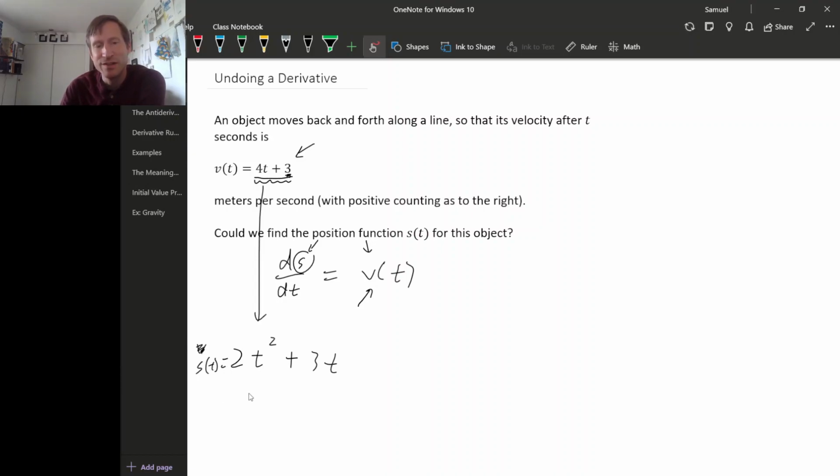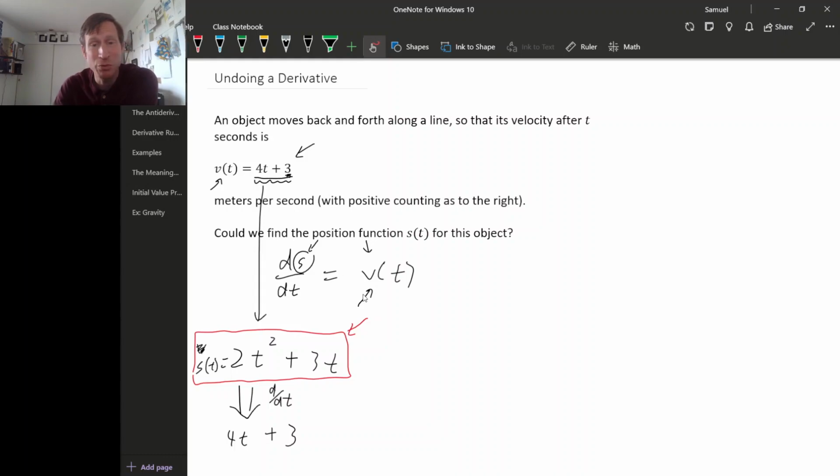We have successfully undone the derivative because we can check our work. If we now do the derivative forwards instead of backwards, the power rule makes this 2 come down, we get 4t plus 3, and sure enough, that is the velocity function that we started with. So this formula for our position function is working, right? Its derivative is the velocity function that we started with. But actually things aren't so simple, because this isn't the only position function that would work.